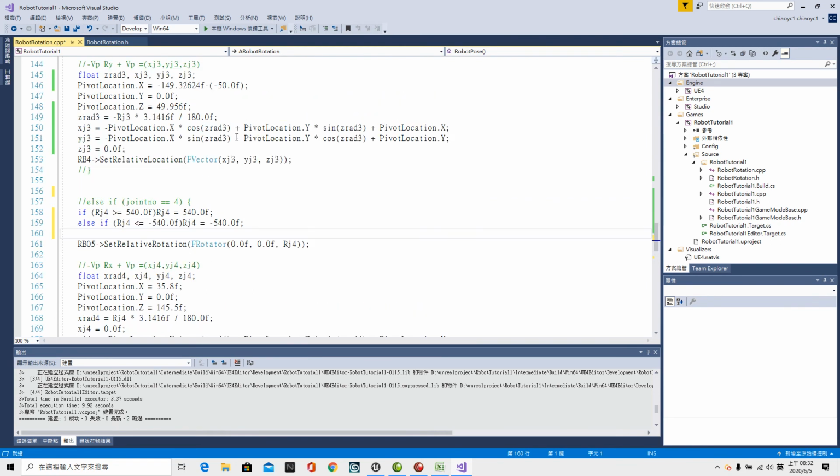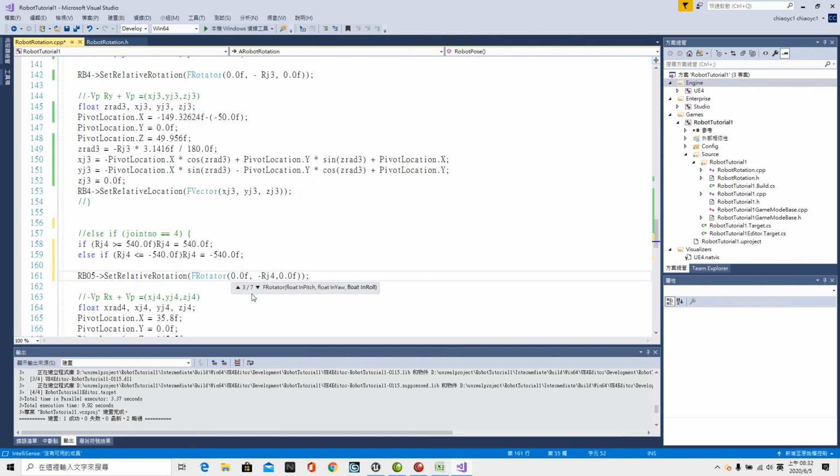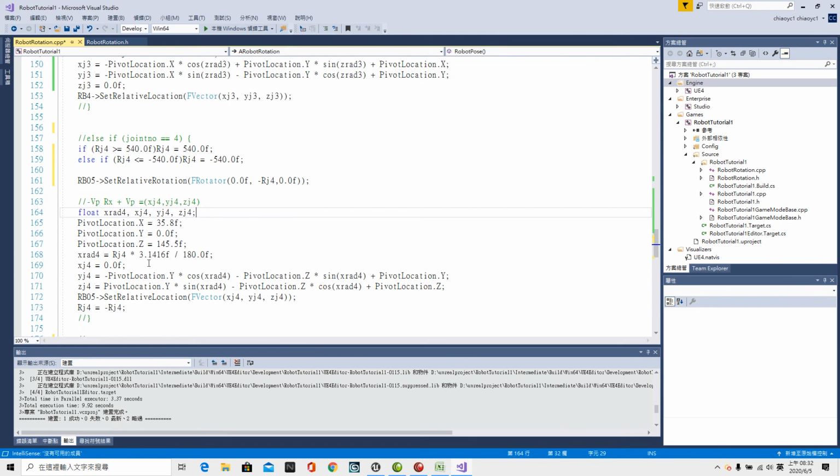Since the same like before, we just check. RJ4 should be in the center and change the sign to the right hand rule. Okay, then minus RJ4. So in here we have to add minus RJ4 since rotating about the Z-axis. So this one should be ZRAD4.